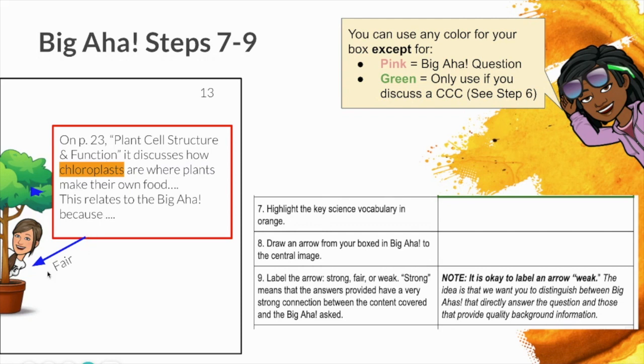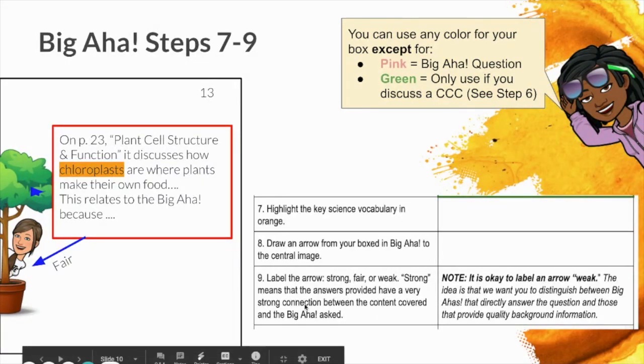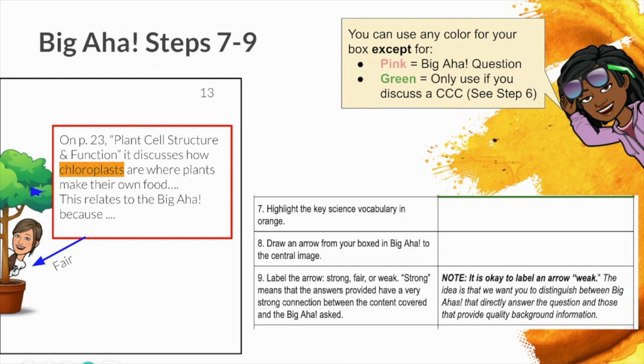So I'm going to give this a fair rating. And it's okay if it's weak. We're just trying to have you have some awareness about how your writing relates to the larger question. So it's okay if it's strong, fair, or weak. Any of those are fine, but we just want you to identify correctly the level of connection.